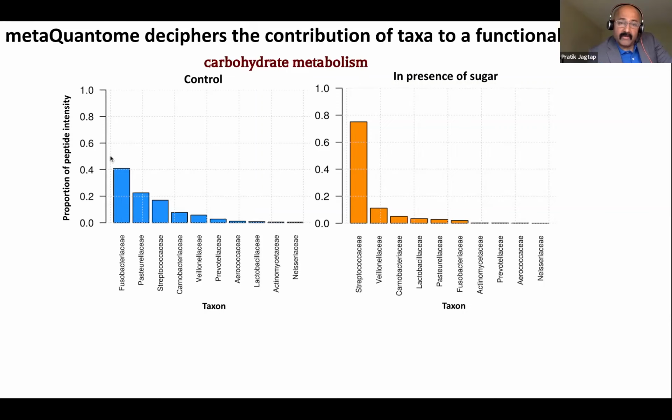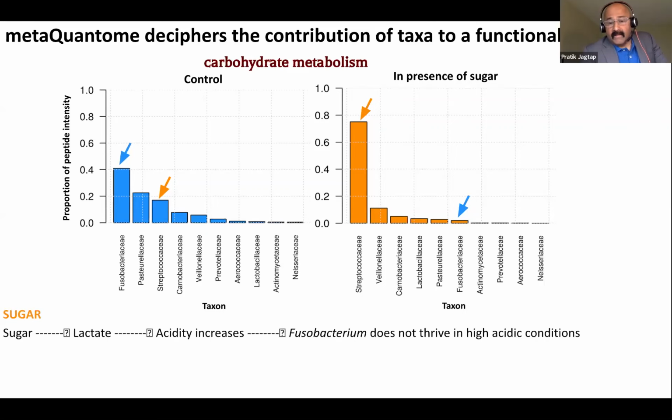What is the proportion of peptide intensity of the taxonomy that's present? And how does it differ when you add sugar to it? And as you can see here, streptococci is the topmost member here, while that's not the case when you look at the control. And if you look at Fusobacteriaceae, which is present as a topmost member in the control, in presence of sucrose, it's definitely not the case.